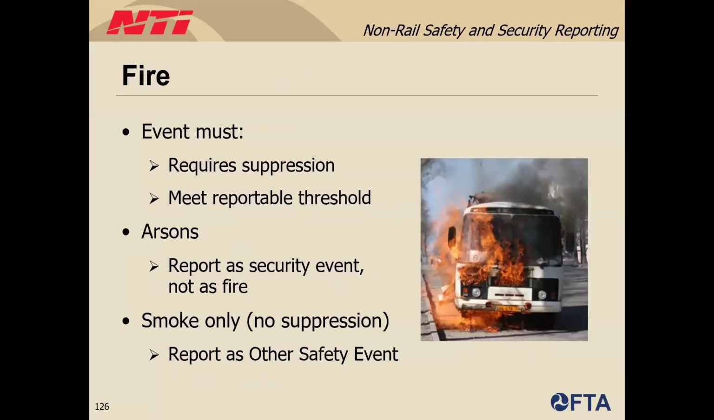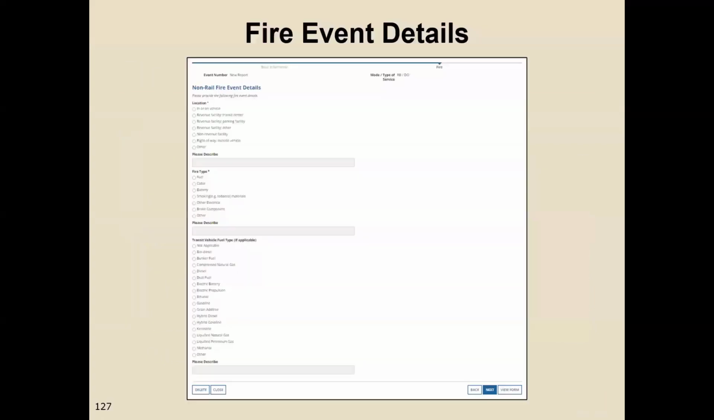Reporting fires on the SNS 40 must meet one or more major event thresholds. To be defined as a fire, the incident must have had fire suppression equipment or personnel involved to contain the fire and must meet a major event threshold. Without the thresholds in a fire requiring suppression, it is reported on the monthly S&S 50 non-major summary report. Arson is reported on screen 1 as a system security event, not a fire. The presence of smoke, no fire, and no suppression is reported as an other safety event. A screenshot of the fire event details section screen.